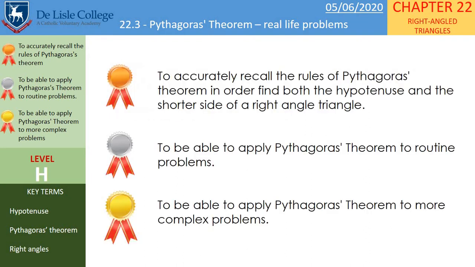Okay, so we're going to look at our success criteria first. So bronze we've just done, which is recalling the rules of Pythagoras Theorem to find the longer side and a shorter side. Silver is to be able to apply Pythagoras Theorem to routine problems, so quite straightforward practical problems. And then gold is more complex problems. And we're going to go through these quite slowly together. It's not many questions, but we want to make sure we get the ones right that we're doing.